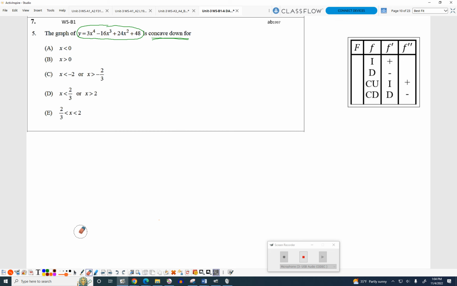Danica's chart, of course. F is concave down. So write this on your paper. F is concave down when F double prime is negative. Or F.